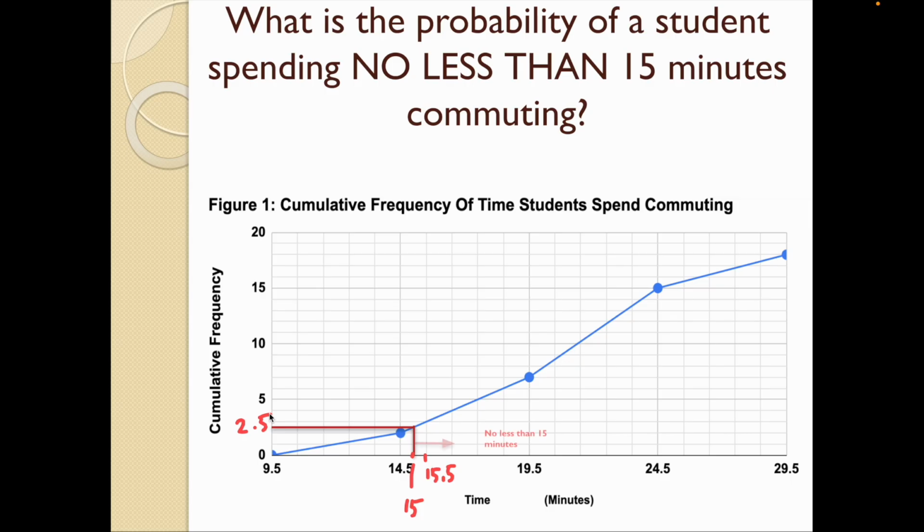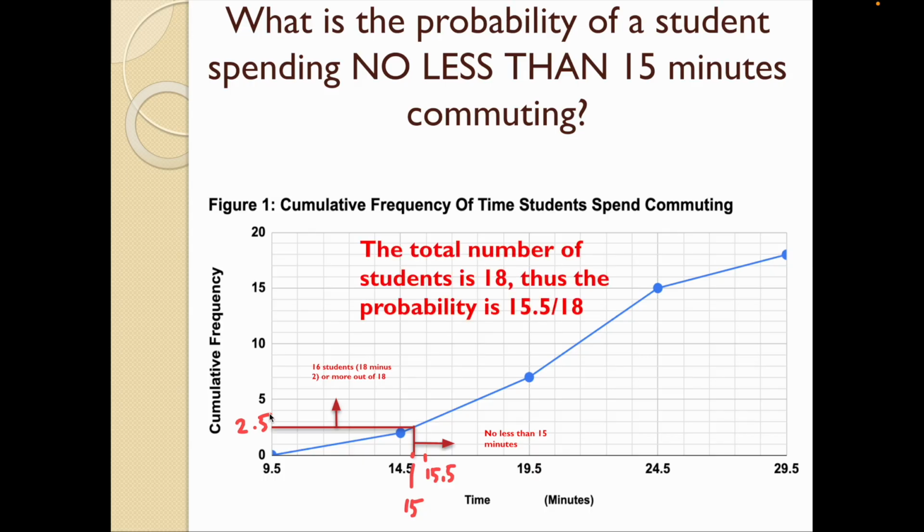15.5 out of 18. All right. So 15.5 out of 18. Okay. 15.5 out of 18. Lovely. So this is our answer right here. This is what we're focusing on right here. All right. Good. So that's a rough idea of how this is.